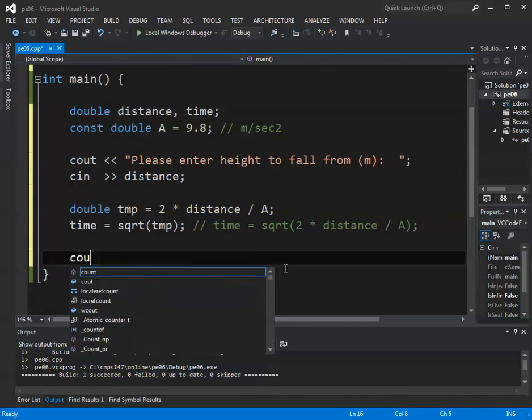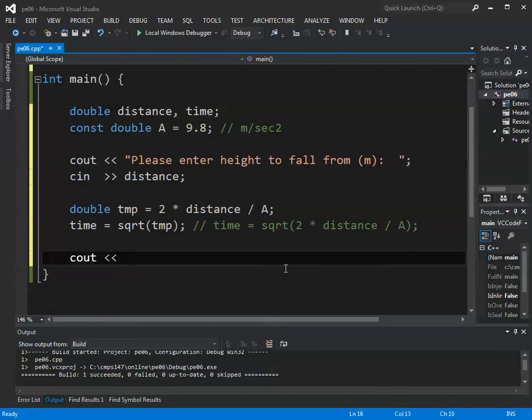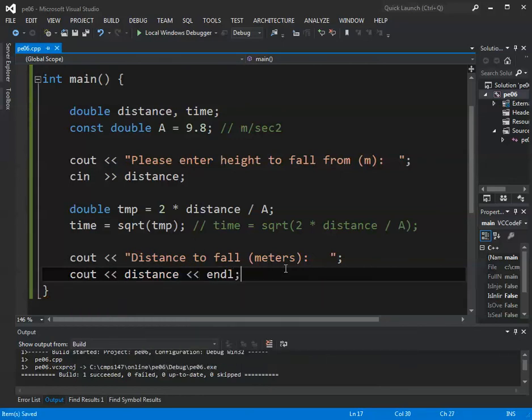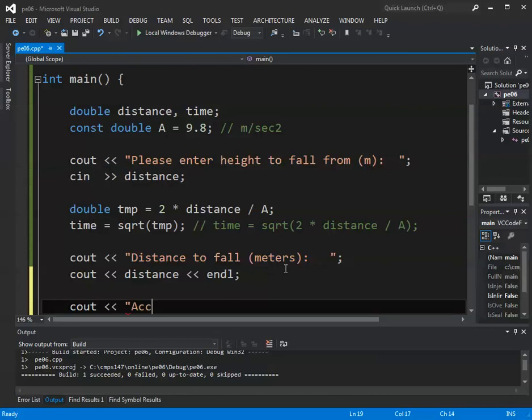Once we have that, let's do our output. Let's first output the distance. And again, I'll reiterate the units of measure. And I'll output what the acceleration value is.